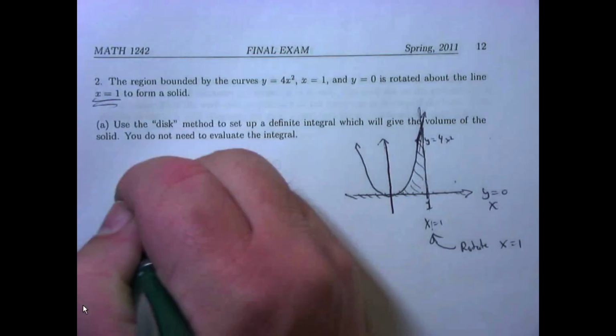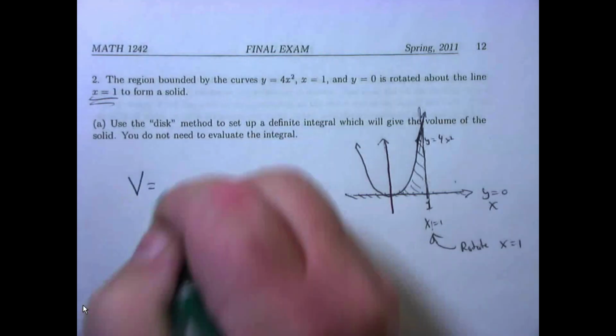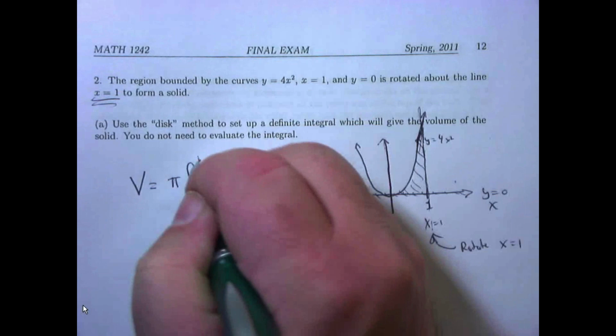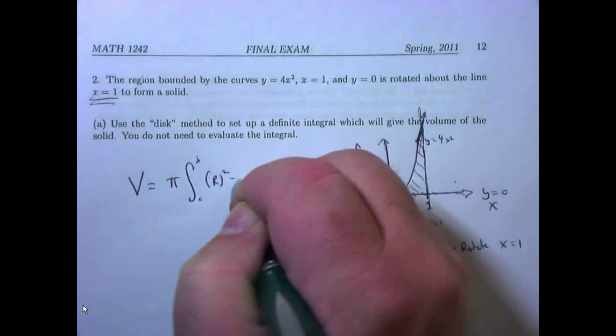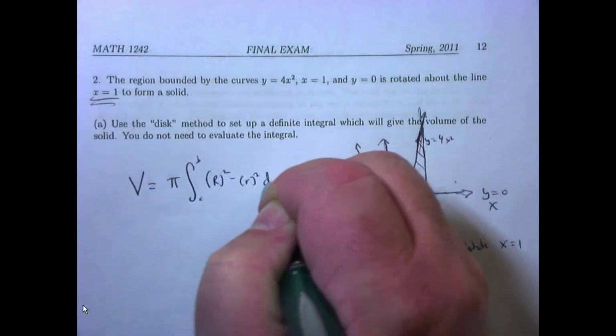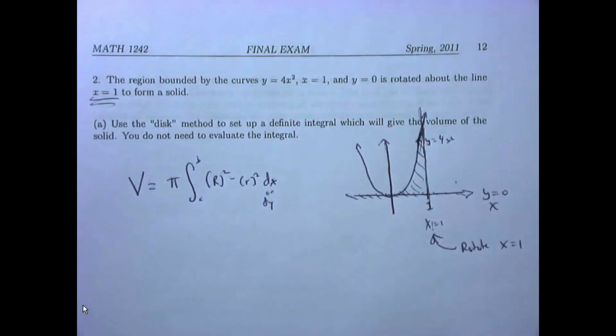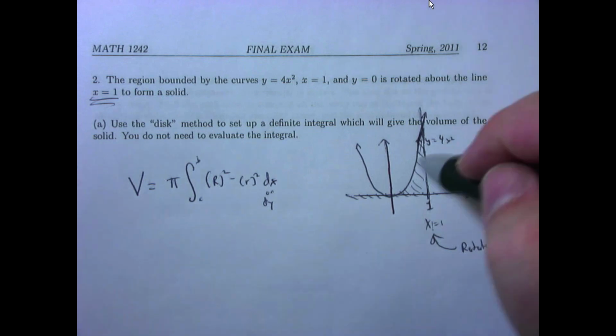What is the disk method? Volume is equal to what? Pi times the integral from a to b of big radius squared minus little radius squared dx or dy. The disk washer method is used when you rotate around the x-axis or something parallel to the x-axis, the function must be in terms of x. It's x to x or y to y. What do we want to rotate around?